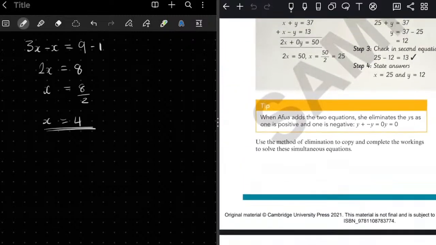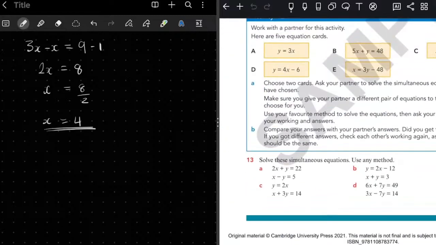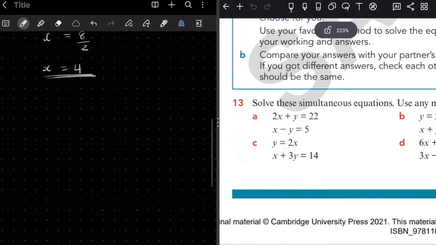Here they teach another method which is called the method of elimination, but it doesn't matter. You don't need it. We are at questions here. Can you all see? Number 13a.